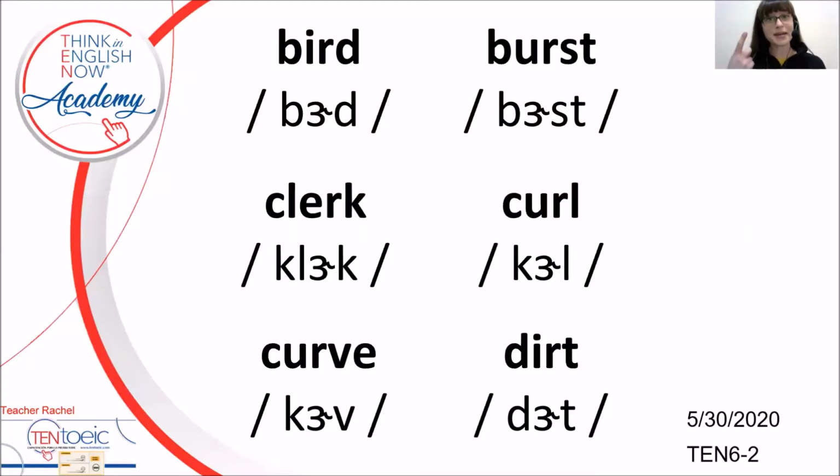Curl. This can be a noun or a verb. So the noun, the object, would be like in your hair. I have a curl in my hair. So it's round, a curl. The action would be to curl my hair. I need to curl my hair.